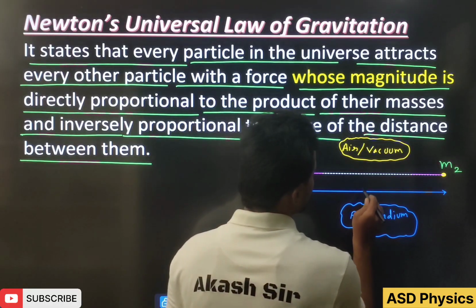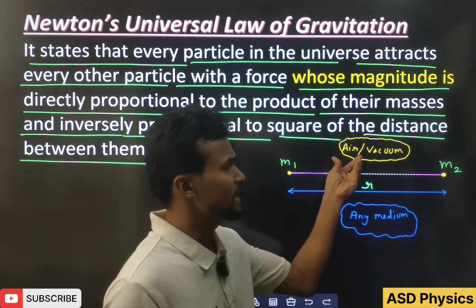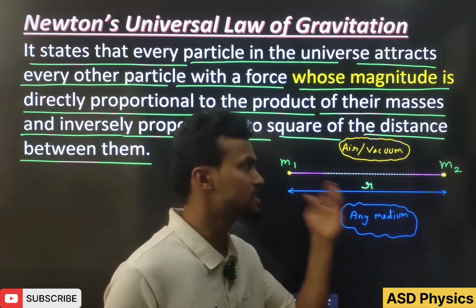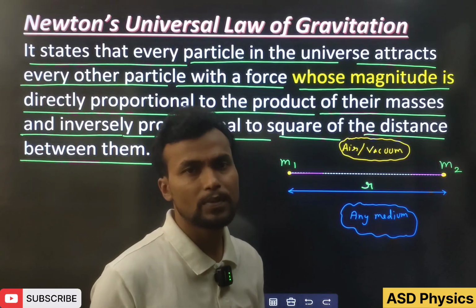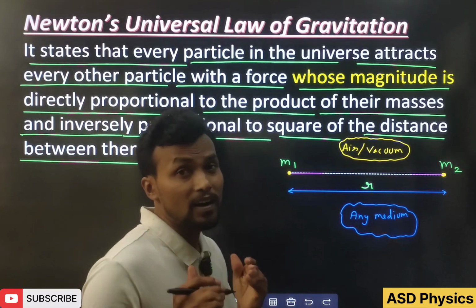separated by distance, let's take r. Okay, these masses are placed in air or vacuum. It may be placed in any other medium also, because later we will see gravitational force does not depend upon the medium. Okay, so what will happen that here both these masses will attract each other.